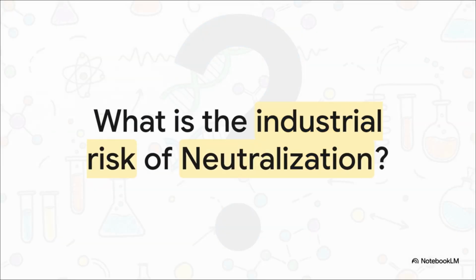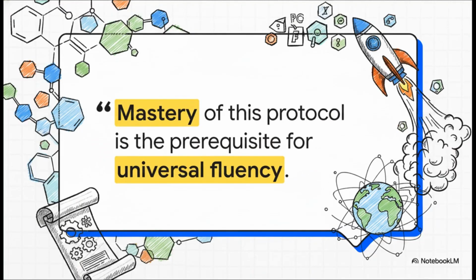And finally, questions 9 and 10. Lattice entrapment prevents solid reactions by locking atoms in place until the aqueous state frees them to collide. And for neutralization, the absolute primary risk is managing that sudden extreme exothermic heat safely. So, to wrap this all up, mastery of this protocol is the absolute prerequisite for universal fluency. You aren't just writing letters on a page here. You are commanding the very architecture of matter itself.